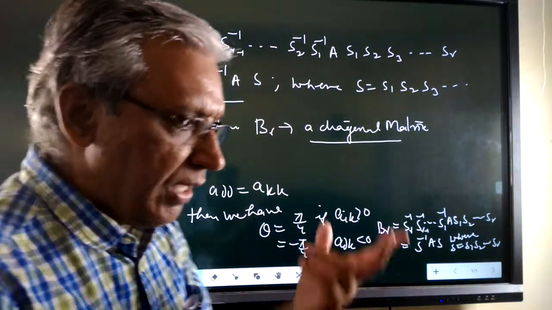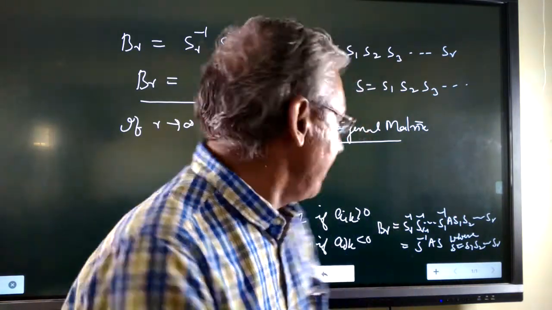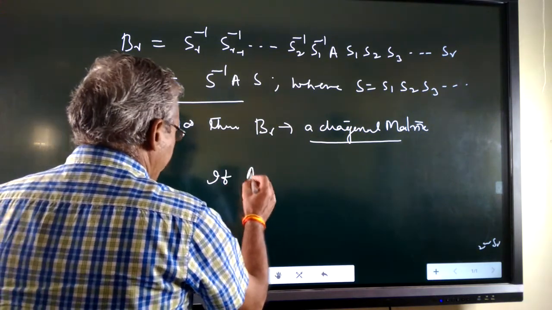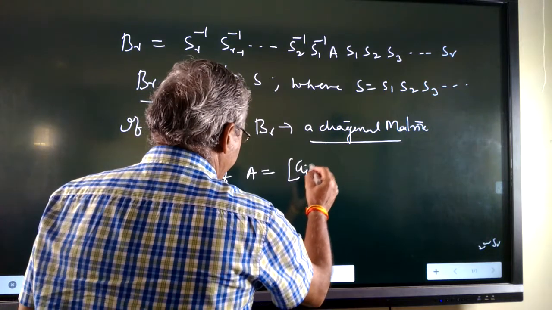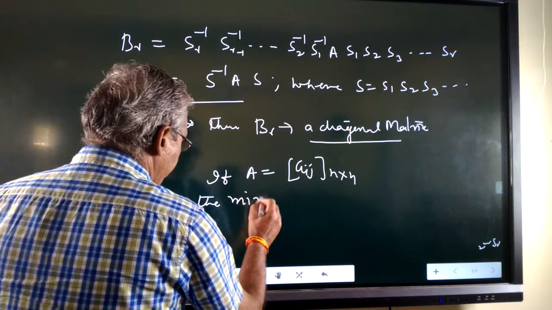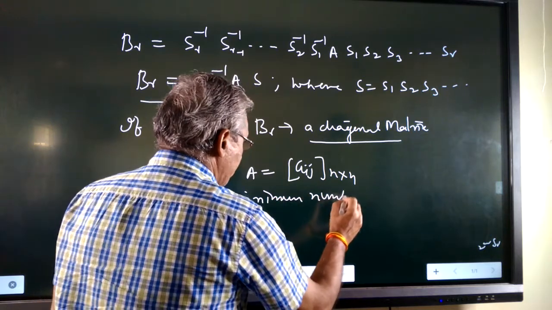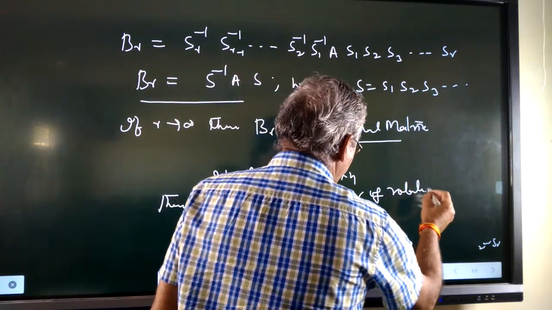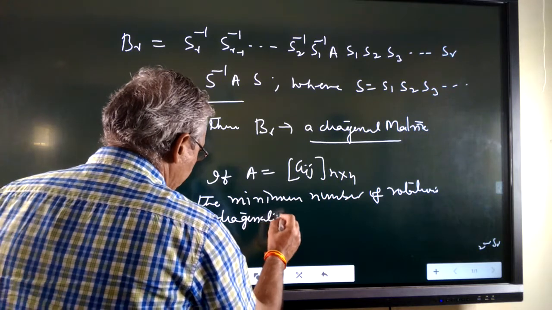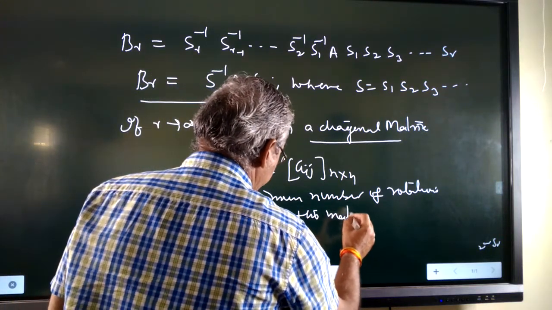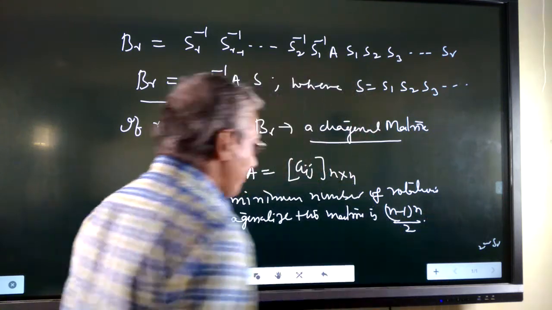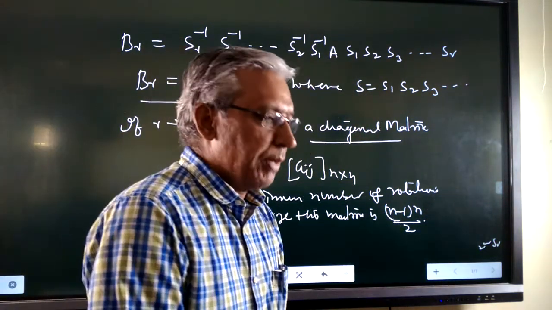If the given real symmetric matrix Aij is of order n by n, then we can say that the minimum number of rotations to diagonalize this matrix is n(n minus 1) upon 2, which is the required Jacobi method.